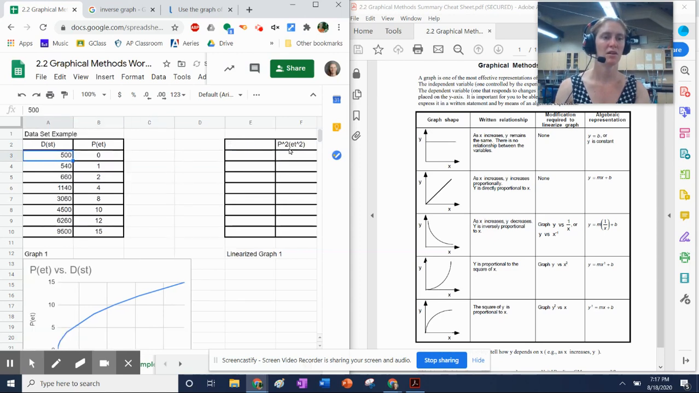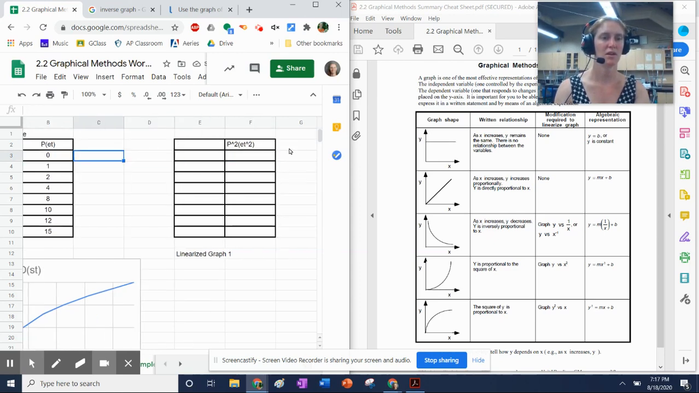And then I need to square each of these numbers. Now I can do it one of 2 ways. I can use an equation because I am in Google Sheets, or I can just square it in my head or with a calculator. So 0 squared is 0, 1 squared, 1 times 1 is 2, or no, 1 times 1 is 1. Don't make that mistake. 2 squared is 4. 4 squared is 16.